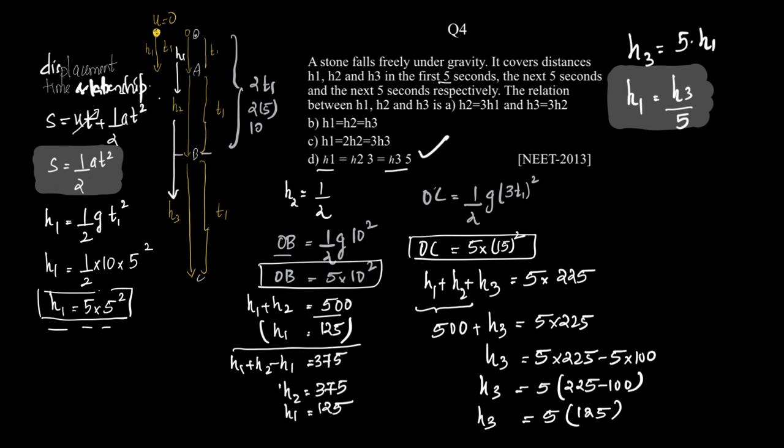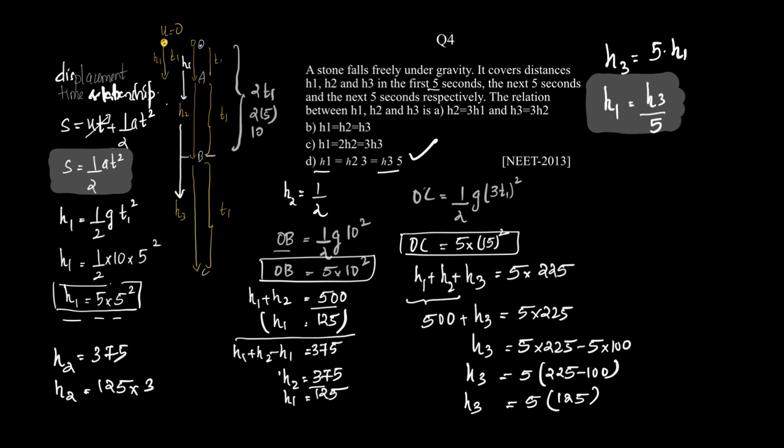See, what is H2 equal to? H2 we have found out to be, what's the value of H2? H2 is 375, right? So I'll write H2 is equal to 125 into 3, right? What is 125? Sorry, 125 into, wait, am I making any mistake here? 375, yeah, okay. So what is 125 equal to?